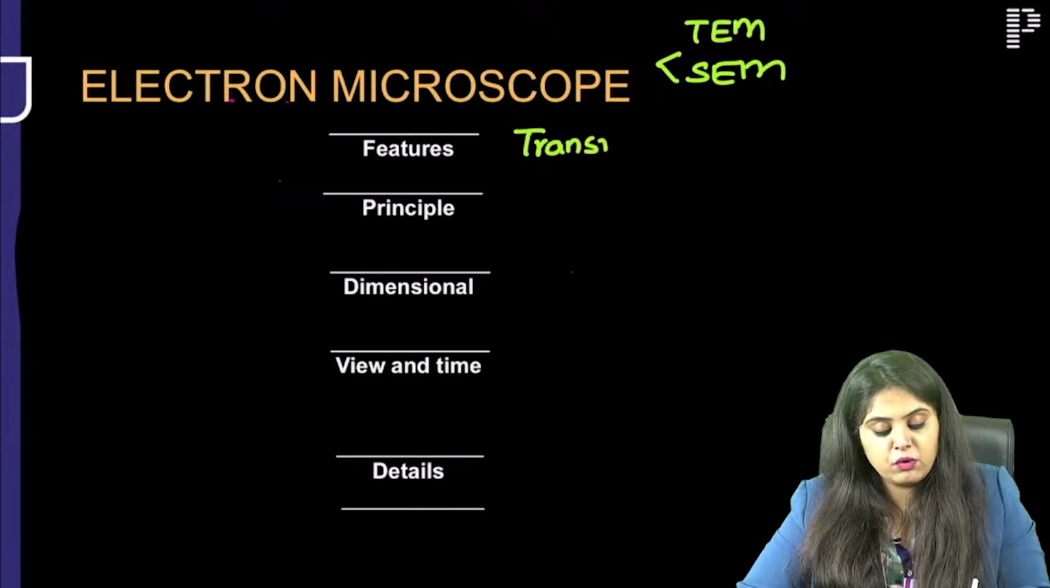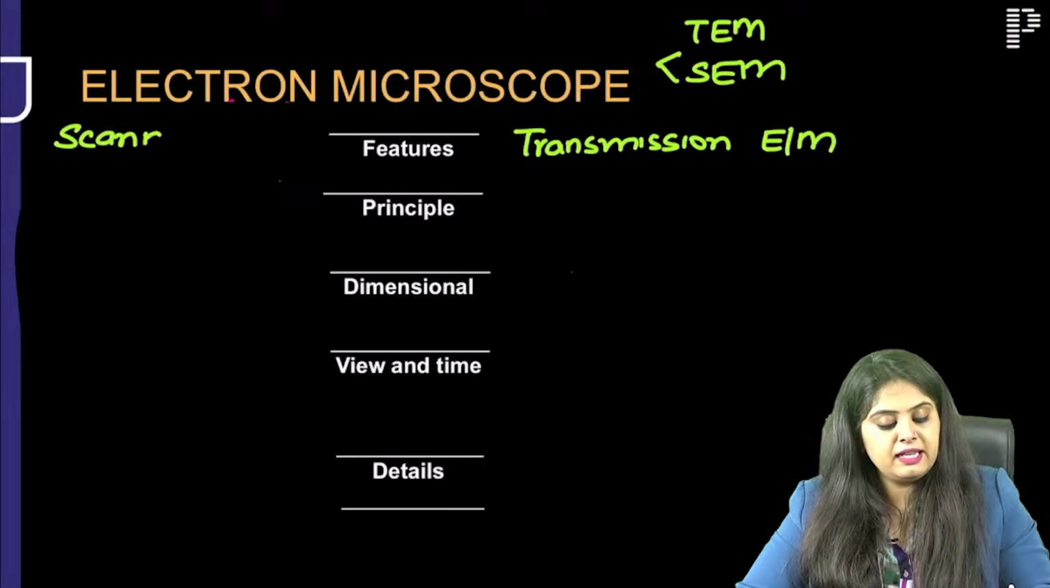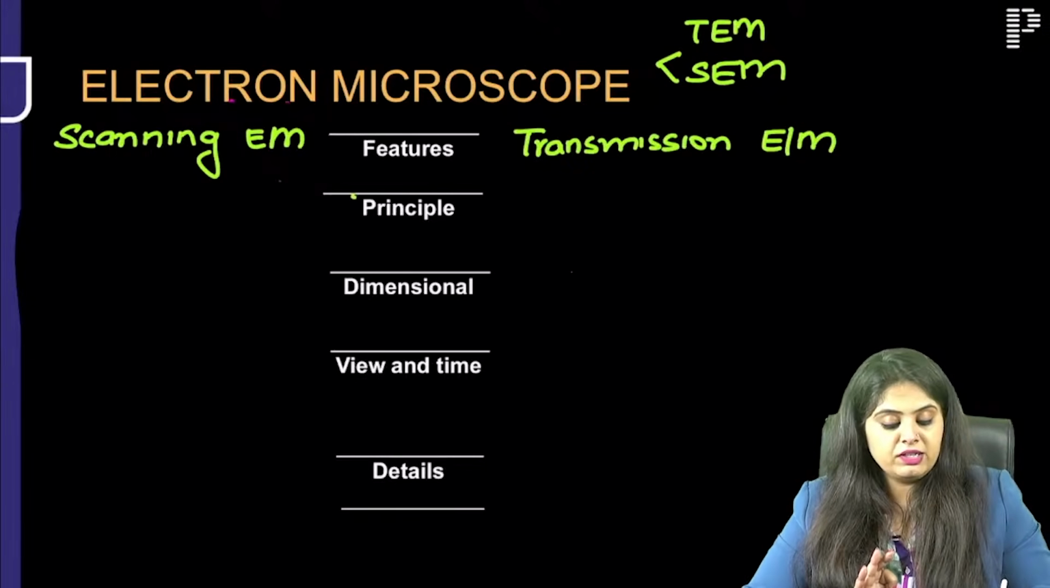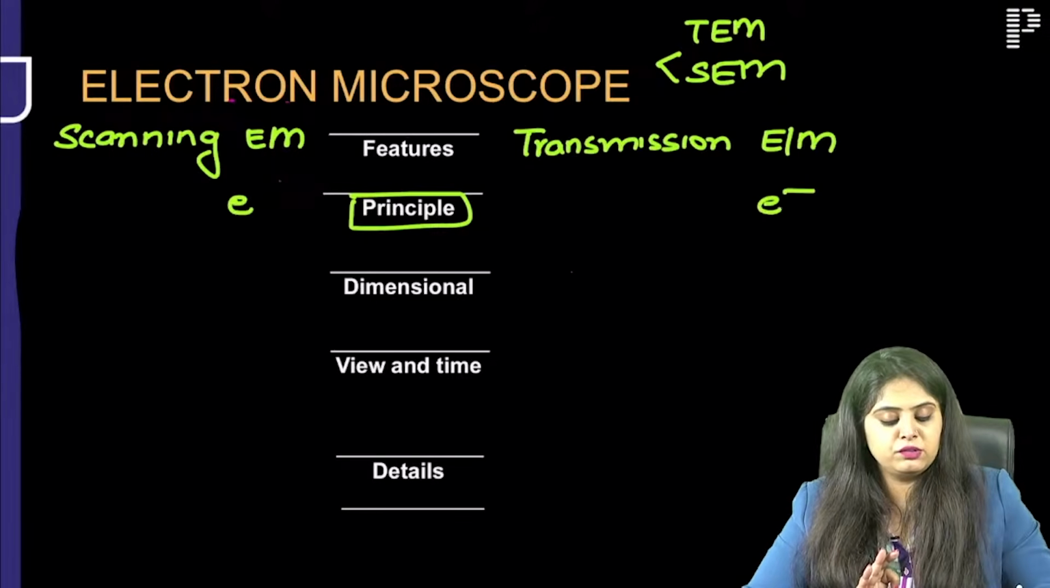TEM stands for transmission electron microscope and SEM stands for scanning electron microscope. Okay, TEM and SEM. Now listen to the names very carefully. What is the principle? You will say, ma'am, electron microscope. In both of them, you are going to use electrons. This also has electrons, this also has electrons.